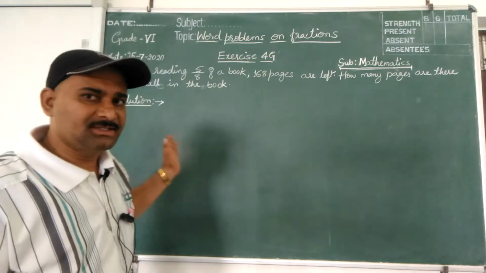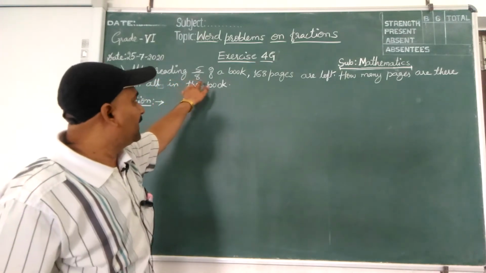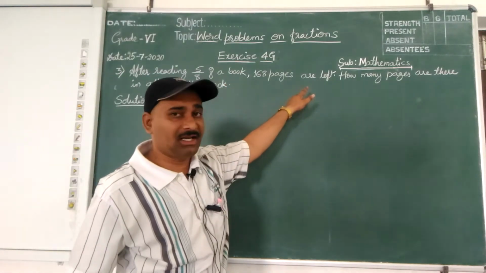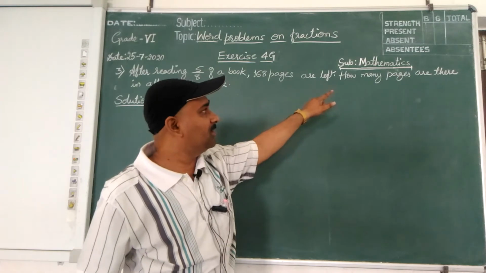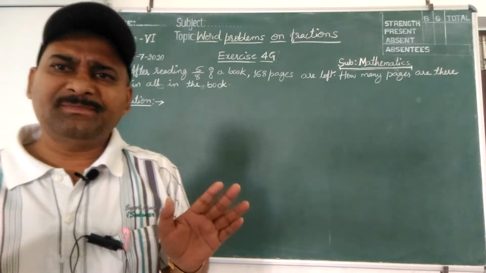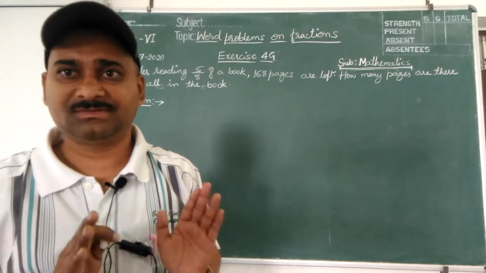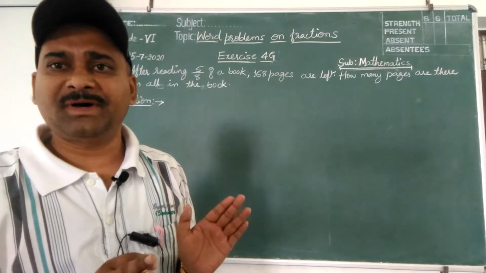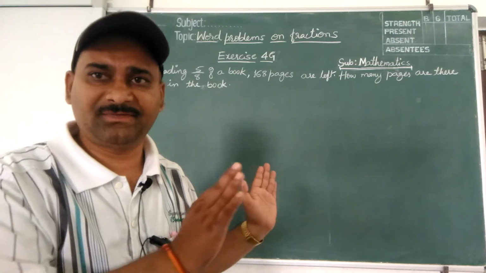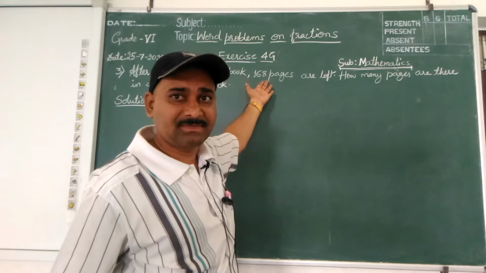And see children, this is the third question. After reading 5 by 8 of a book, 168 pages are left. How many pages are there in all in the book? Some part of the book is read already, that is given in the form of a fraction. And some part of the book which is not read, means the number of pages left, is given in the form of numbers, not in fractions.